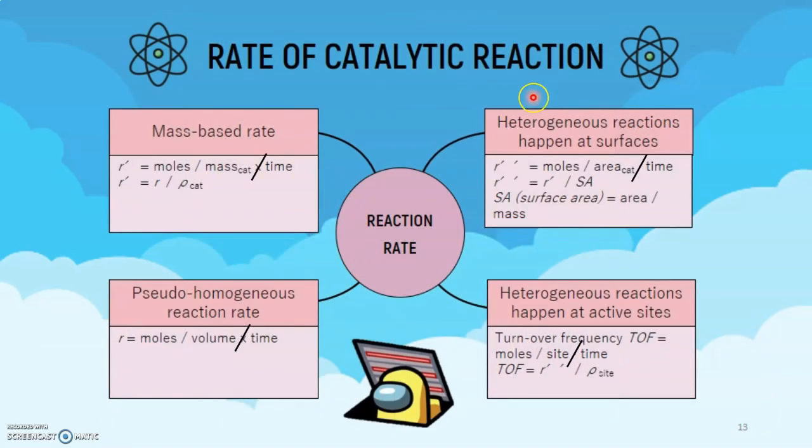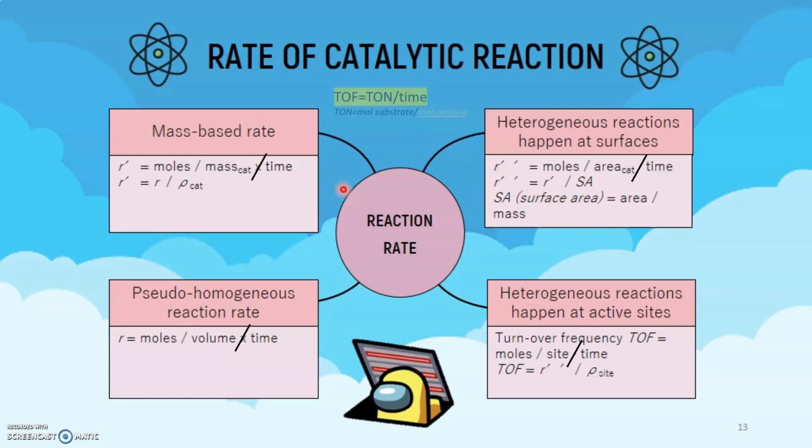The rate of catalytic reaction, you can see here there are 4 different reaction rates they actually have in the industry. The first is mass base rate, second is heterogeneous reaction happening at the surface, we also have heterogeneous reaction happening at the site, and last but not least we also have pseudo homogeneous reaction rate. So how do we calculate all these different reaction rates?